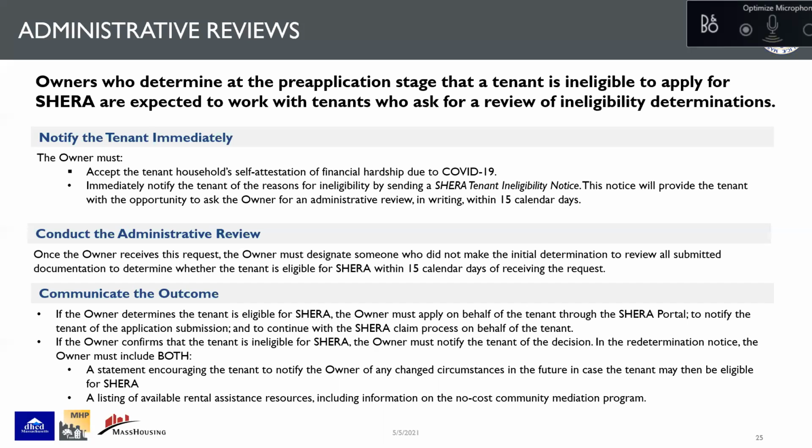If the owner makes the determination after the administrative review that the household is ineligible, the owner is still encouraged to provide notice to the resident of any change in circumstance that might make them eligible in the future, as well as provide the resident with other available rental assistance resources, including information on the no-cost pre-court community mediation program, as well as ERAP and RAF.